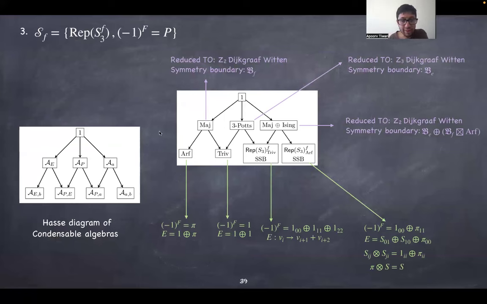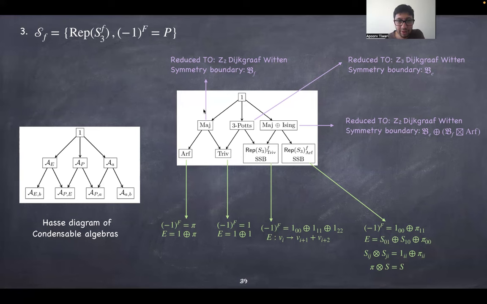Finally, let's look at the Rep(S3)F Hasse diagram. Here there are 4 condensable algebras, so 4 Lagrangian algebras. So there are 4 topological gapped phases, and there are different transitions that can be realized between them that are implemented by non-maximal algebras.